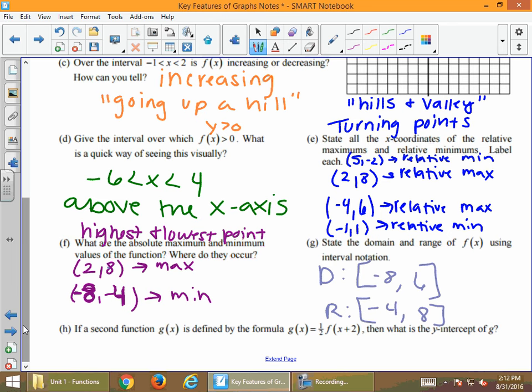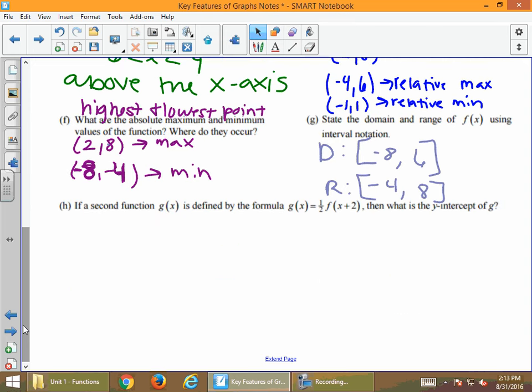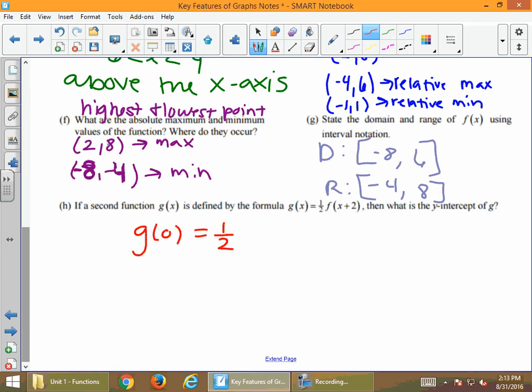Alright, so it says if a second function e of x is defined by the formula e of x equals 1/2 f of x plus 2, then what is the y-intercept of e? What did we say the x value is at every single y-intercept? 0. So what are we going to plug into this? 0. So we're going to say e of 0 is equal to 1/2 f of 0 plus 2. Plug in 0 for x. Well, what is 0 plus 2?